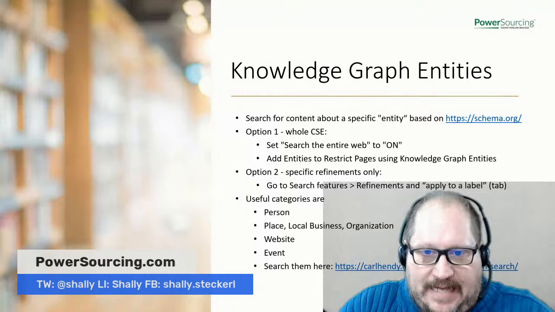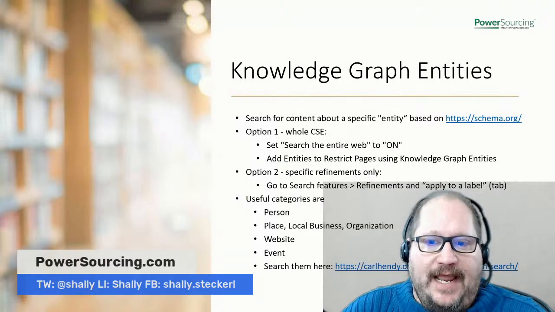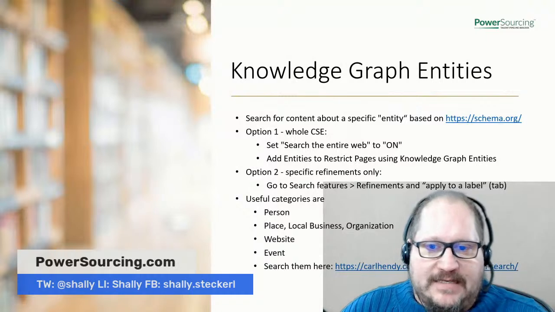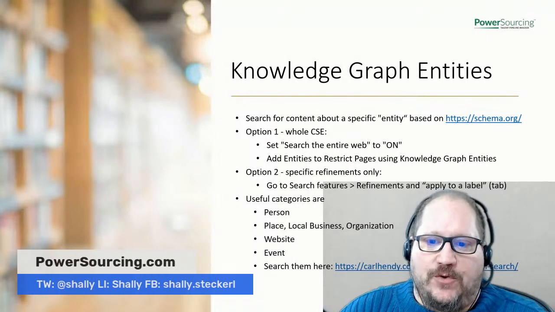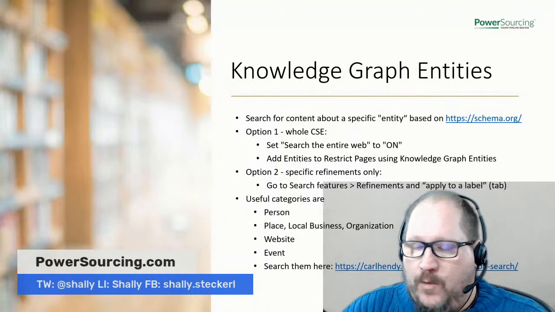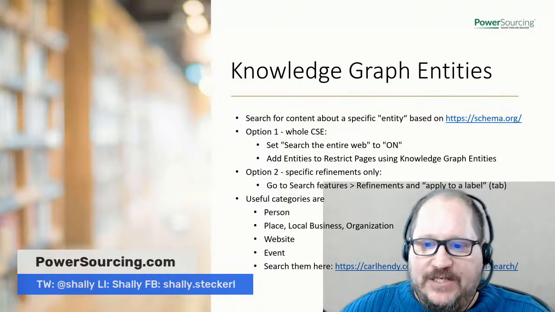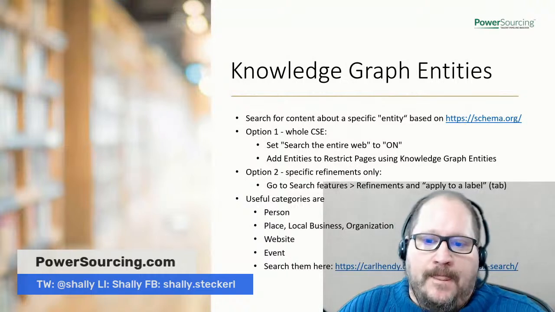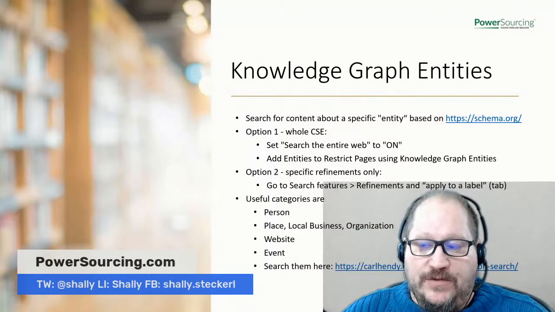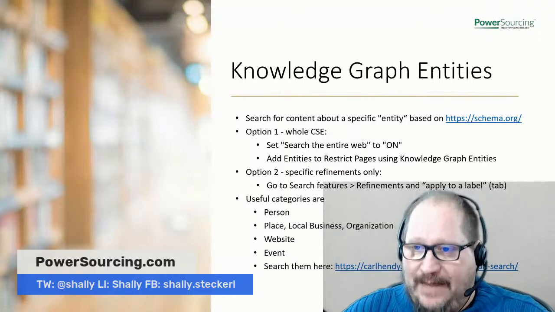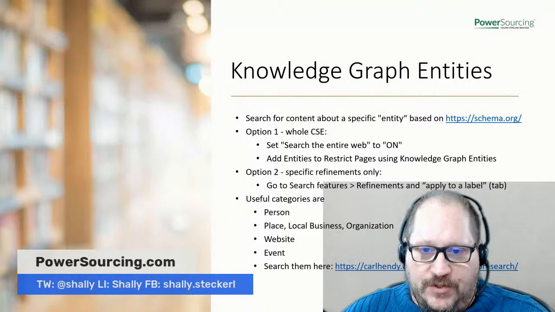So rather than a website or a keyword, you're asking for a concept in an XML kind of schema, right? You can apply an entity search to the whole CSE so that it works across all of your refinements, or you can apply an entity search to a specific refinement. In my personal opinion, it is much more useful to use entities in refinements as labels than it is to apply an entity to the entire search engine.